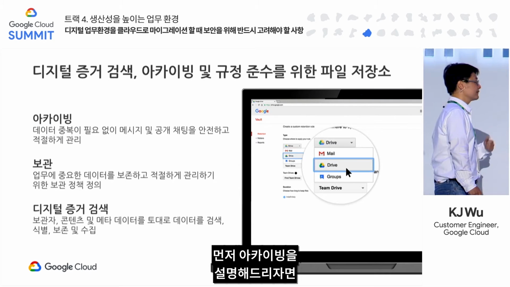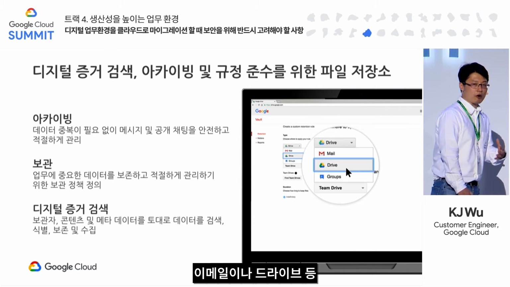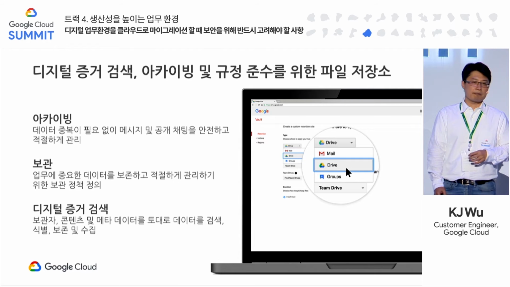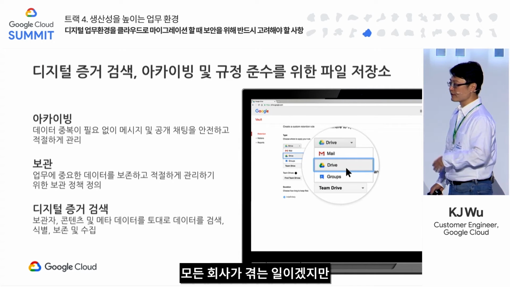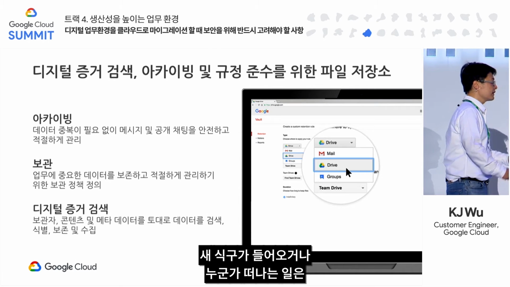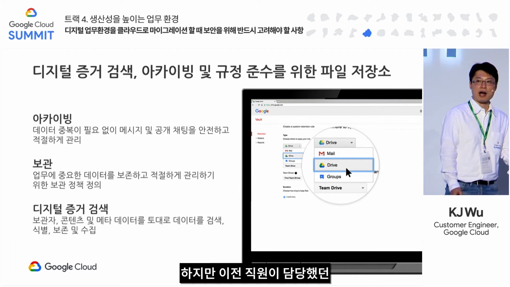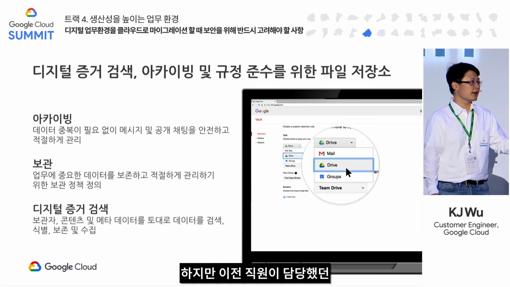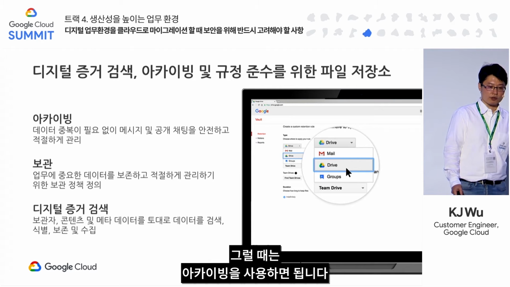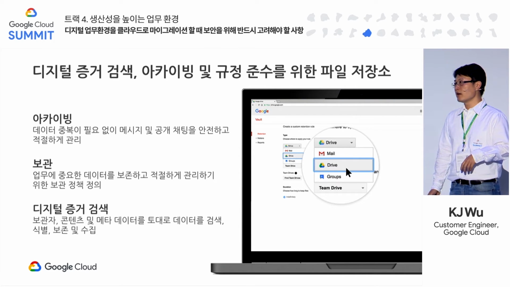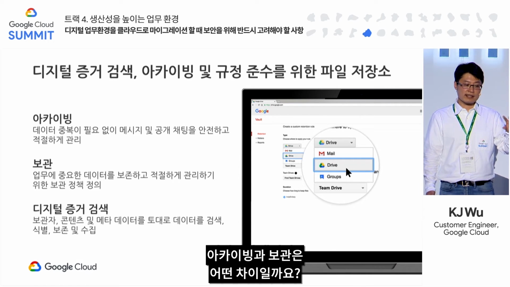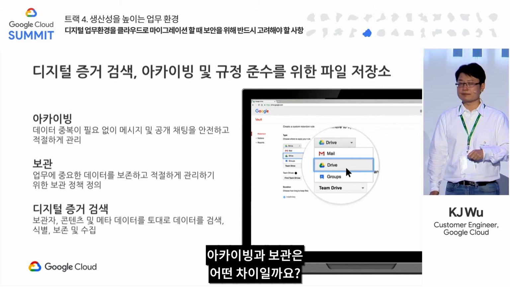For example, archiving. You need to archive all your data, email, drive, or everything inside that. Because I know in all companies, new people come, some people leave. That happens all the time. But somehow you still want to keep all the history of the previous employee. So you can use archiving to do that. Or you can, if you need, what's the difference between archiving and retention?